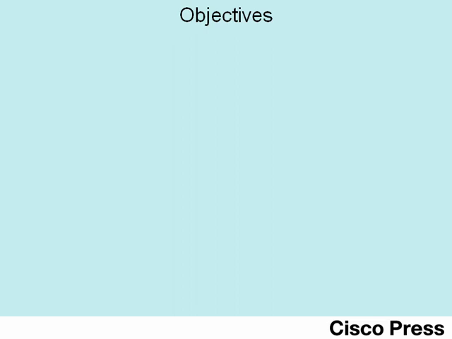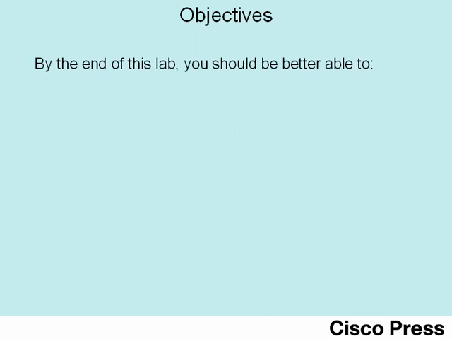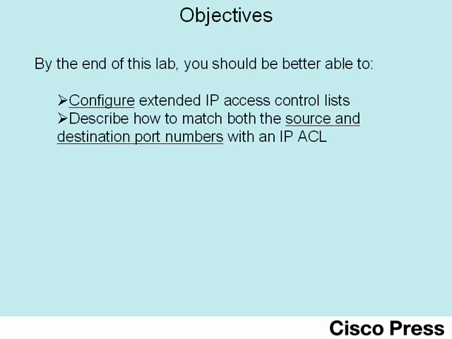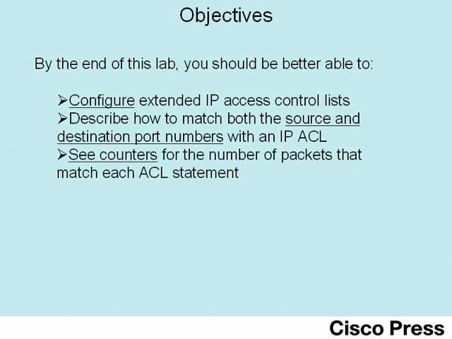This lab has three main objectives. By watching this lab, you should be better able to configure extended IP access control lists, as well as configure one of the trickiest parts of IP extended access control lists, particularly the source and destination port numbers. You'll also understand how to see the counters that show the number of packets that have matched each statement in an access list.